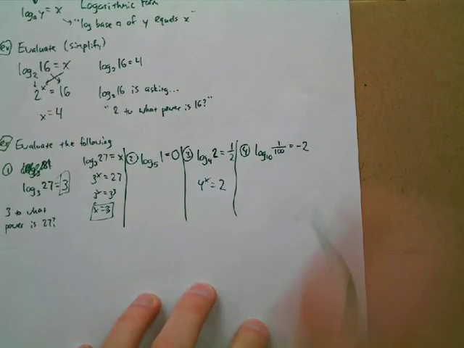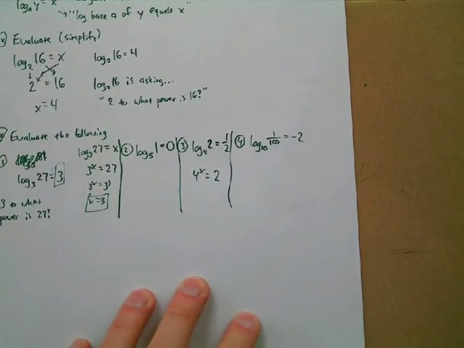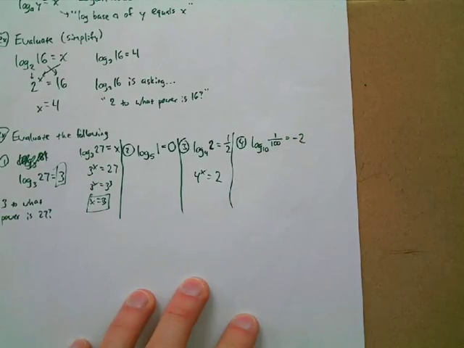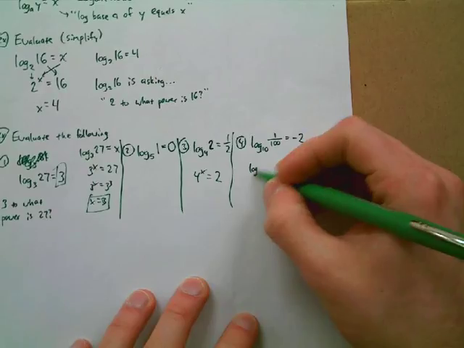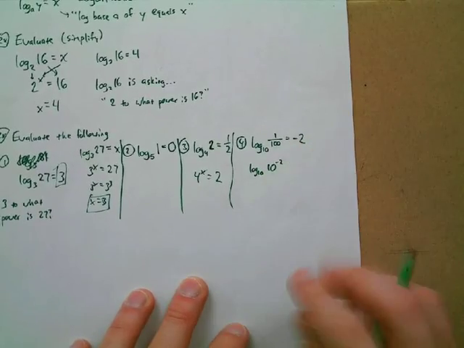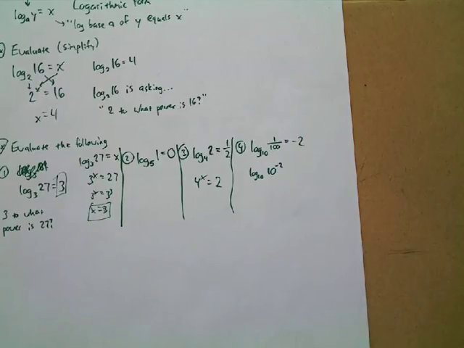Alternatively, you can just see it or know it, but you can also, if you want, rewrite that 1/100th as 10 to the negative 2. 1/100th is 10 to the negative 2. So 10 to what power gets us 10 to the negative 2? Well, it's got to be negative 2. That makes it much more obvious there.